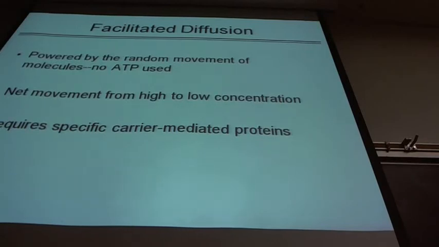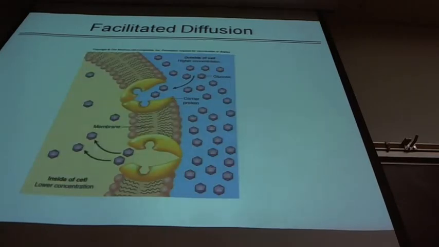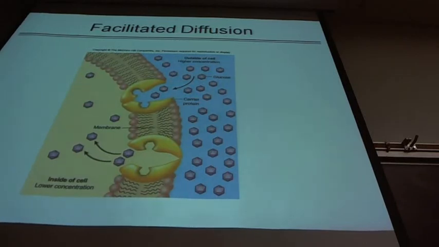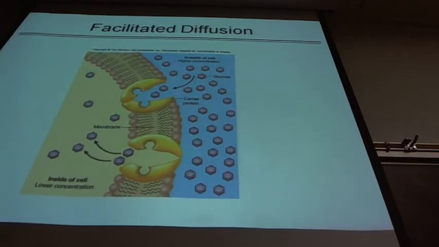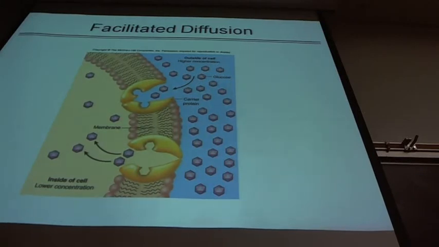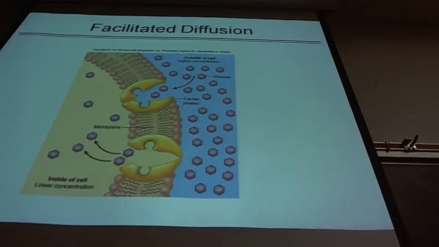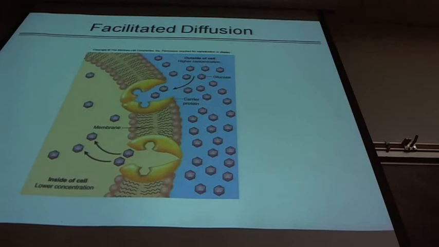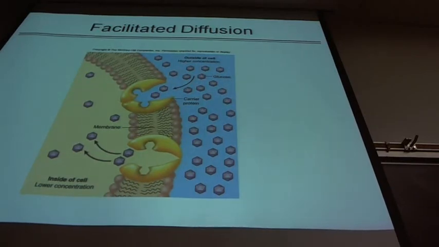And it requires the carrier-mediated proteins. So here's the protein that allows glucose into the cell. Again, this is just diffusion. It's going from a higher concentration of solute. It's diffusion of the solute because it's going through a permeable membrane. But it's going from a higher concentration of glucose into an area of lower concentration. And it happens throughout all your cells, throughout the body.